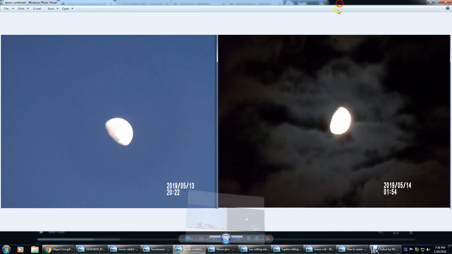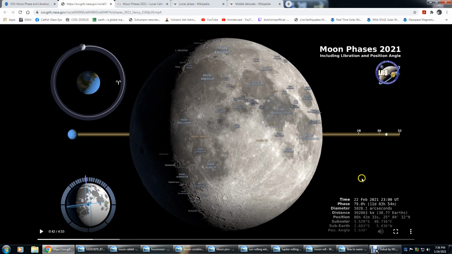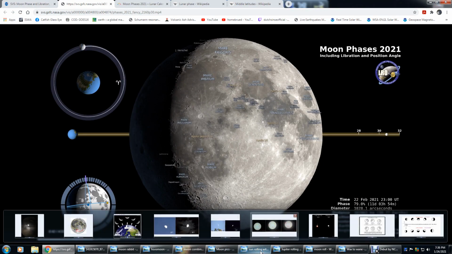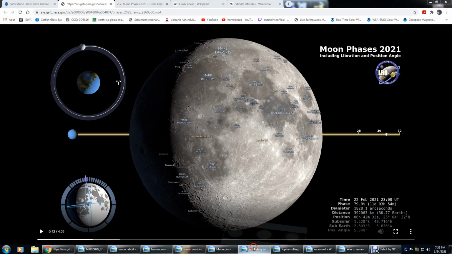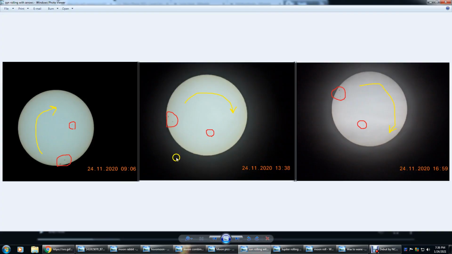Okay, so now it is not only the moon. We have the sun doing it too. This is taken from the Philippines. I have circled the sunspots, and you can see the timestamps of when these were taken, November of last year. And you can see the sunspots are turning clockwise from our perception here on Earth.